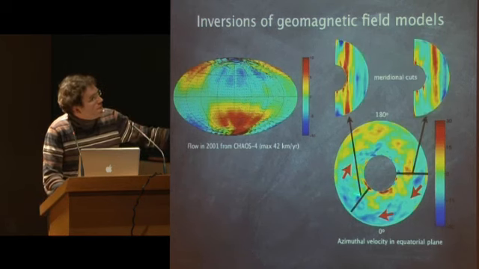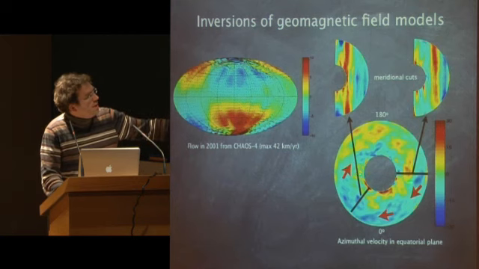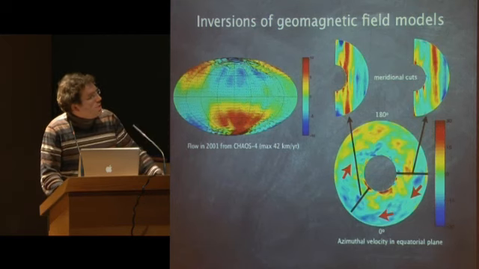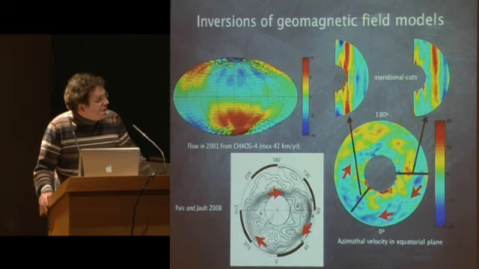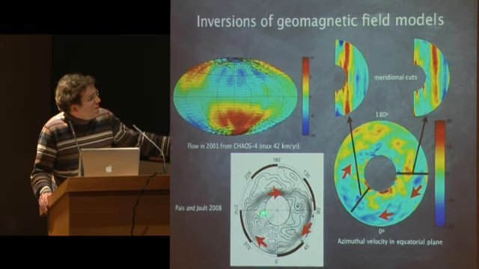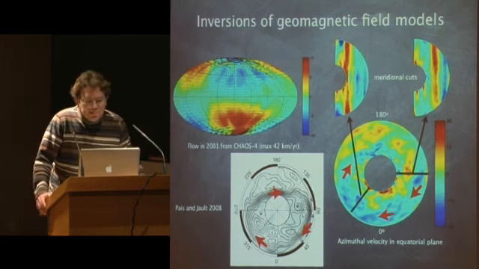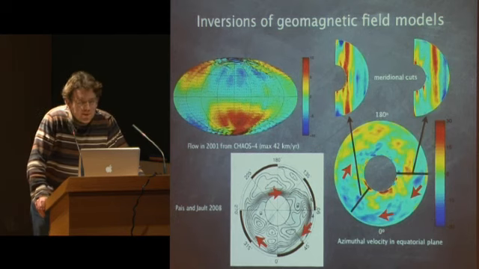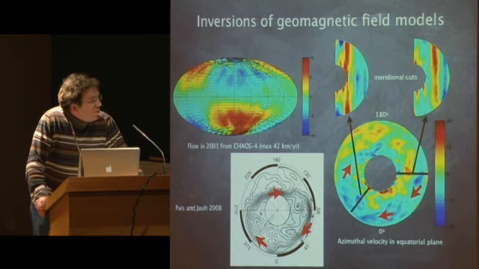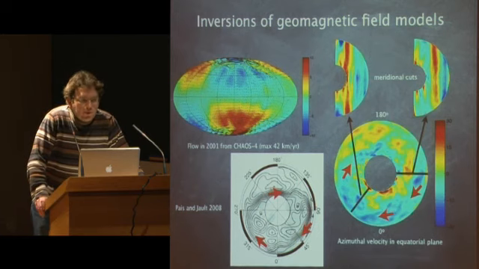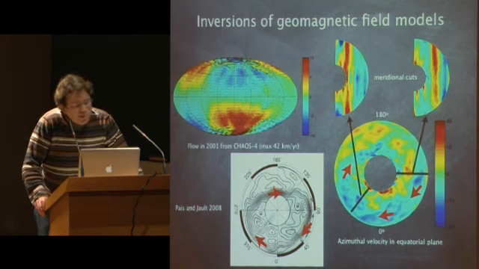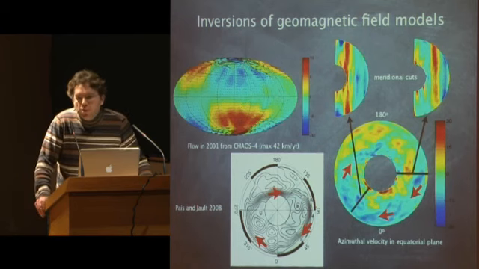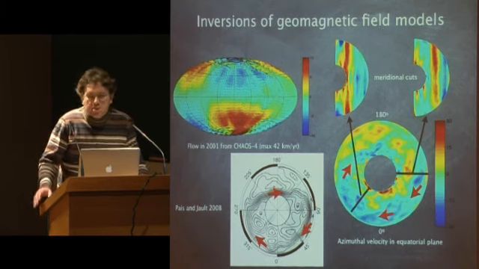So these are meridional cuts corresponding to these longitudes here. And this retrograde gyre has already been proposed by Alexandra Pais and Dominique Jault, based on purely quasi-geostrophic inversions of the same problem, secular variation and magnetic field data. So what are quasi-geostrophic inversions? These are inversions that have been performed by assuming that the flow is entirely columnar, purely columnar.